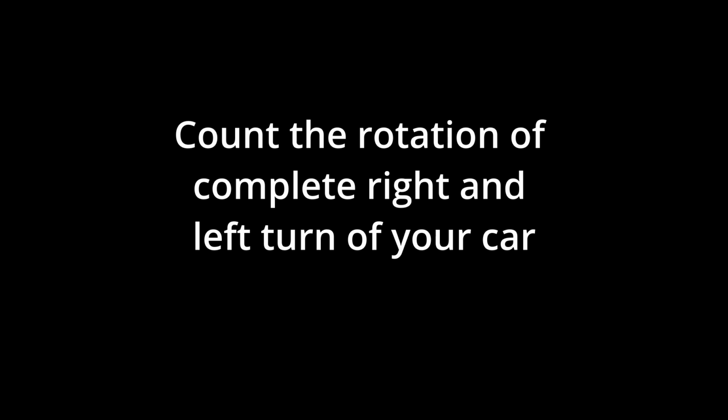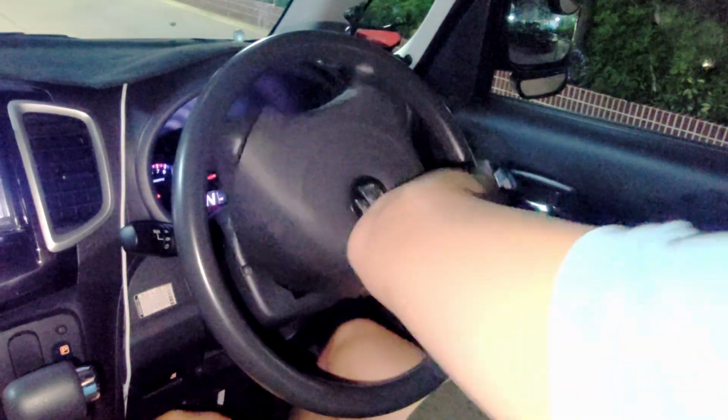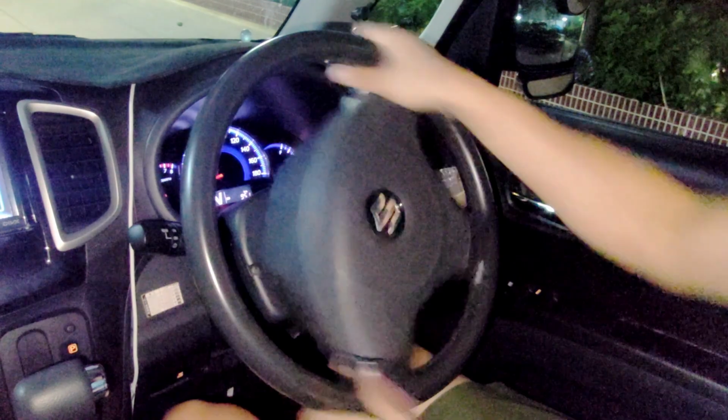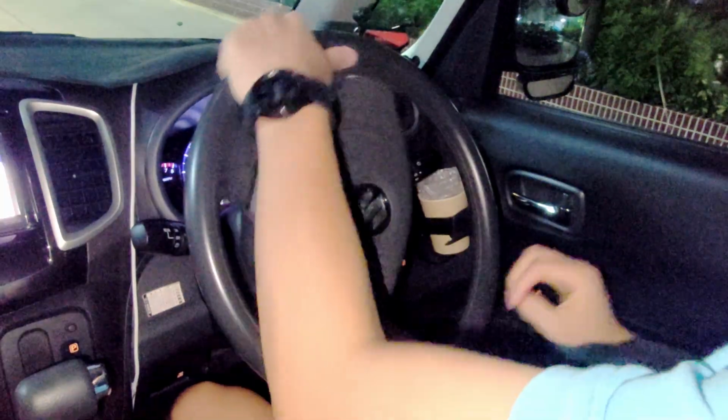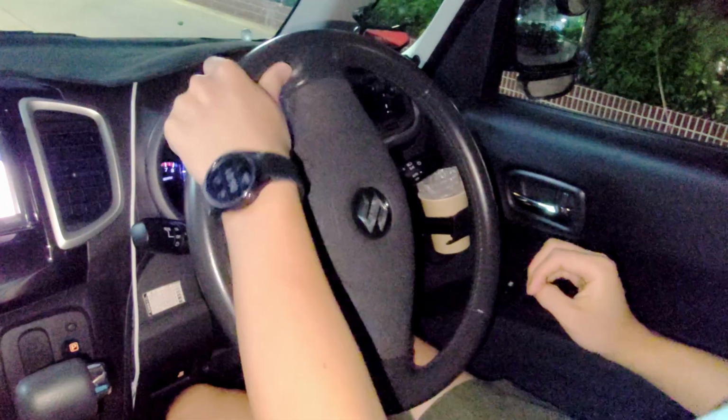Before going into the steering tips, you need to know how many rotations your car needs for a complete right turn and a complete left turn. For my car, it takes around 1.5 rotations for a complete right turn, and also around 1.5 rotations for a complete left turn. So added up, the total will be around 3 rotations. Most cars have a total rotation within 2.5 to 3 rotations.